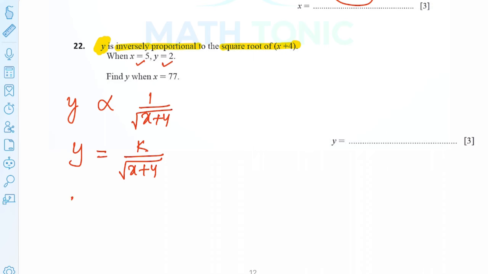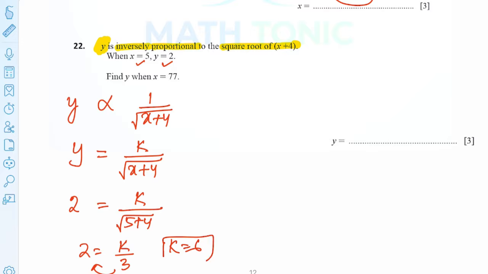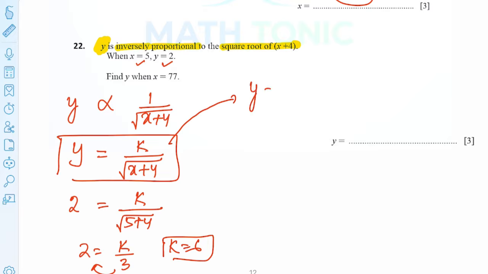So in place of y, I'll put 2 here. K I need to find, over the square root of 5 plus 4. So 2 equals k over, 5 plus 4 is 9, the square root is 3. If I rearrange it, I get k equals 6. Did you get it? That means this equation, if I write it here, I am getting y equals 6 over the square root of x plus 4. Got it? This is the equation I got.